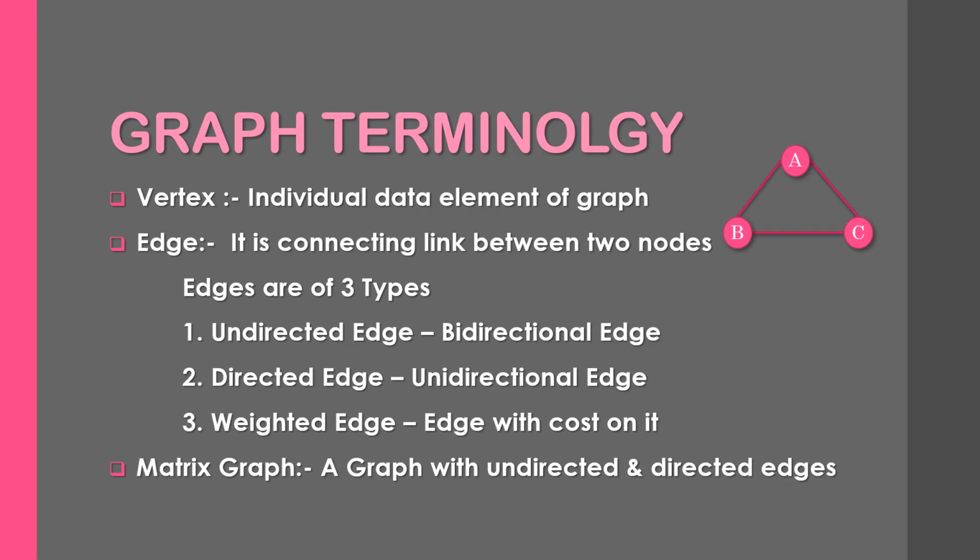So second is directed edge. Here the direction is defined. We can go from A to B, but we can't go from B to A. And next is weighted edge. An edge with cost on it. That means it will have values. If you want to go from C to A, then its weight is 5. Next is mixed graph, a graph with undirected and directed edges. It is nothing but having both directed and undirected edges. The above graph is an example of a mixed graph.